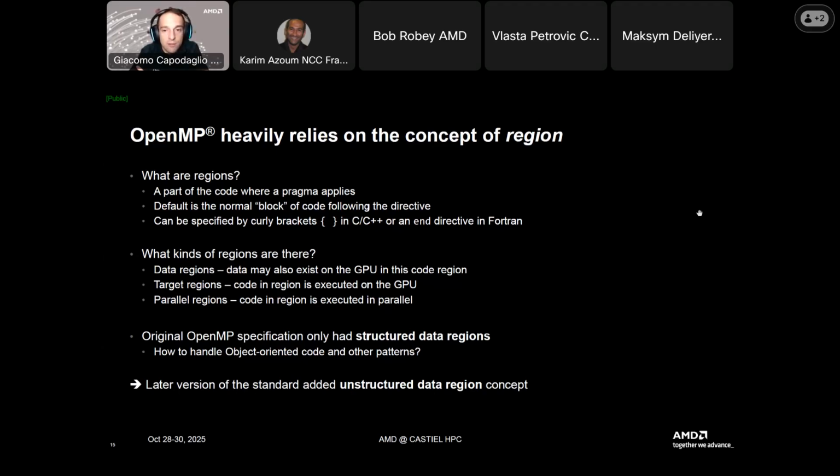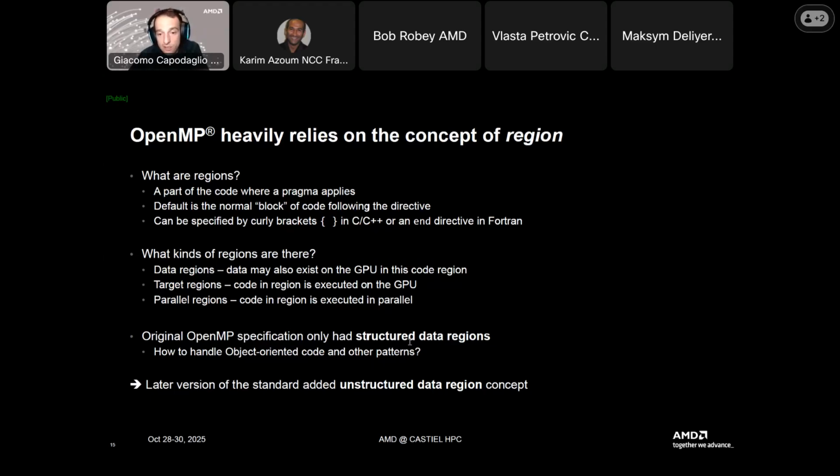And in general, what you can assume is that the region to which the pragma applies is just the block of code that comes next. But in C++, for instance, when you have classes, that is not the case anymore. So we'll be distinguishing between data regions that identify basically where the data sits, target regions where the computation happens on the GPU, and then parallel regions where the execution happens in parallel.